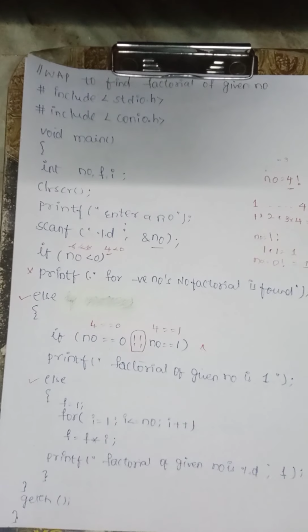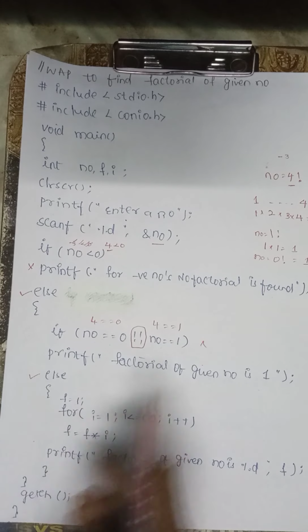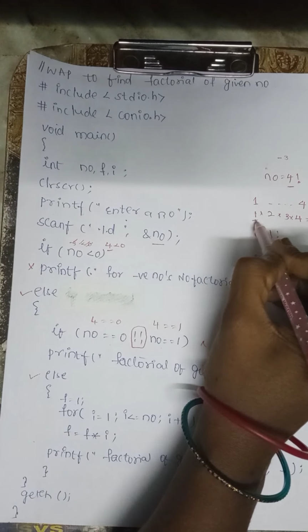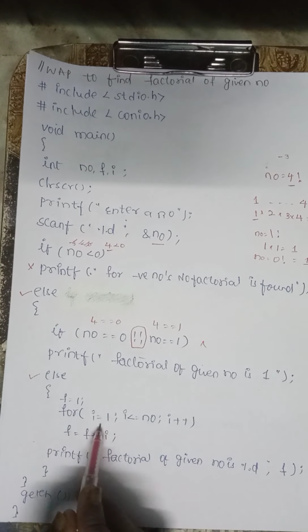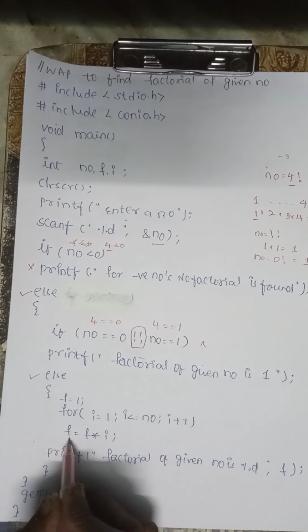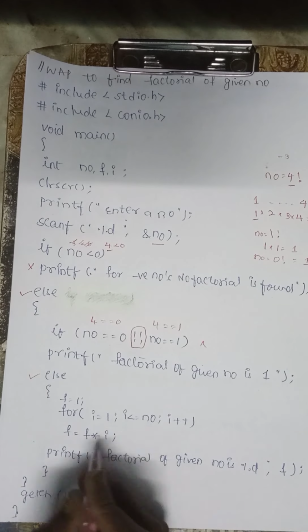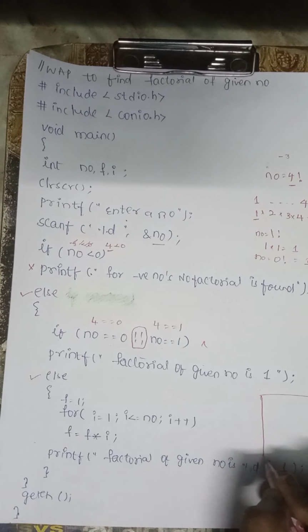In this else block, what are we writing? f is equal to 1. Initially, I am starting with 1 here. So initially I am taking f equals 1. For i equals 1, i less than or equal to number, i plus plus, f is equal to f star i. Initially, what is the value of f? I am making some rough work over here.